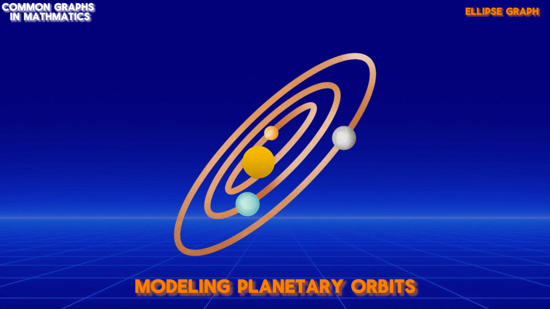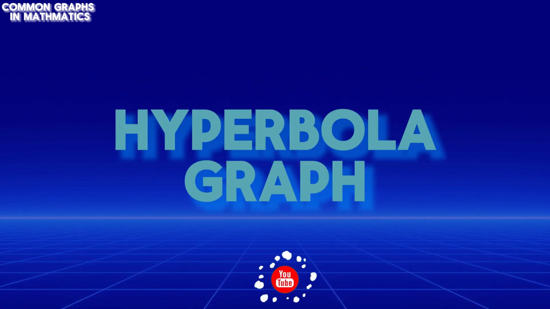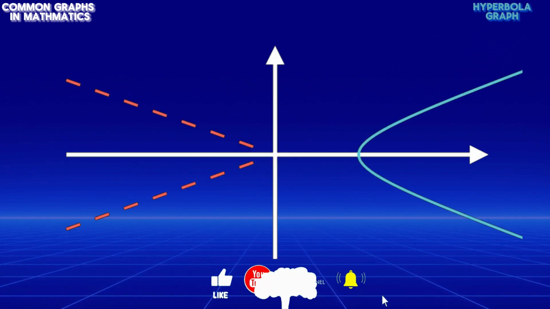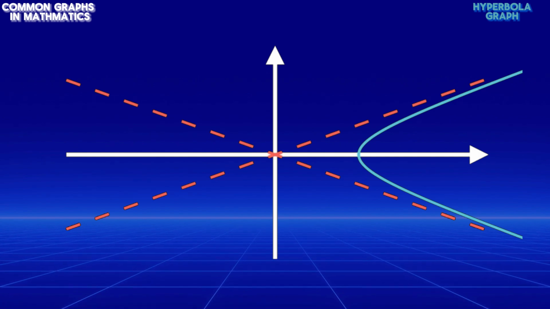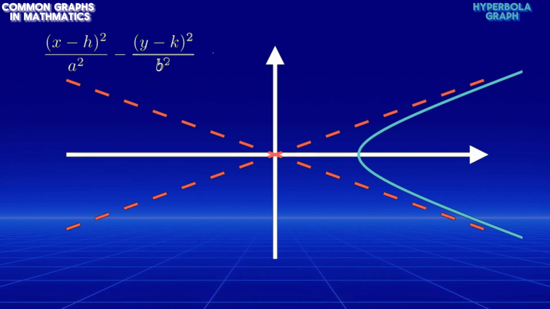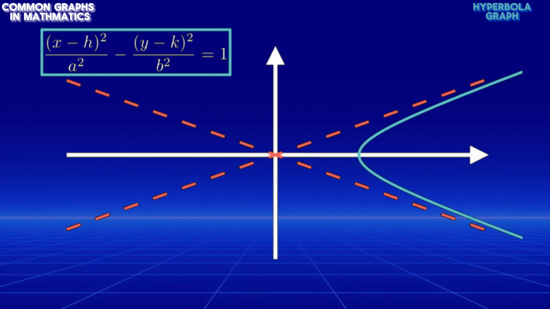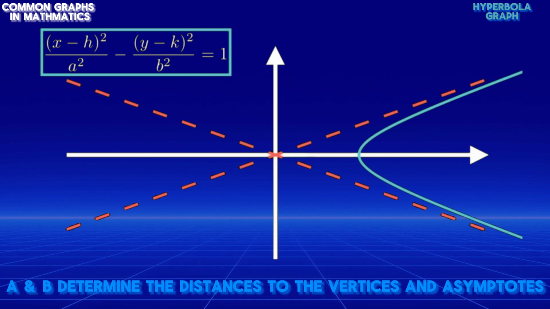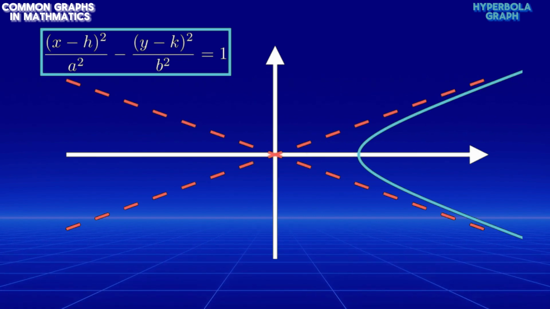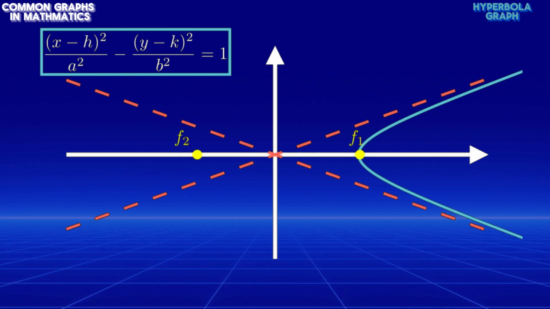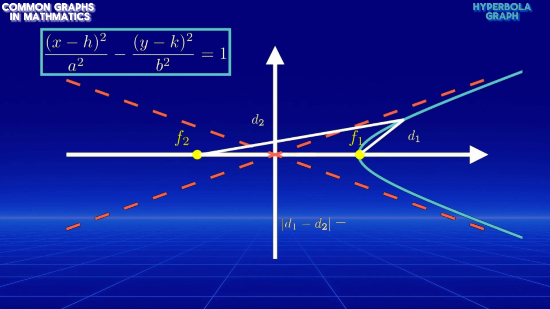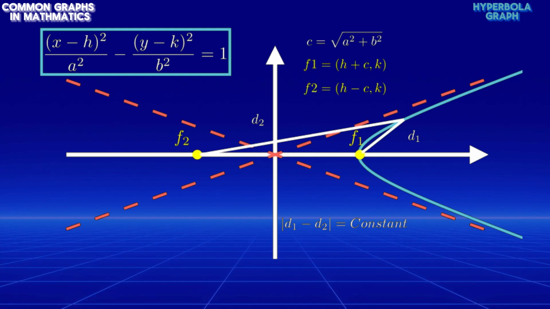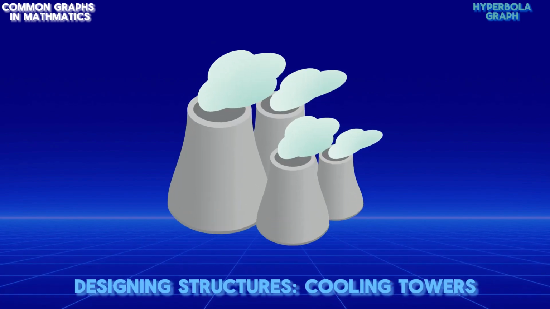The hyperbola graphs are known for their two distinct mirror image curves that extend infinitely in opposite directions. The standard equation of a hyperbola is shown on the screen, where h, k is the center, and a and b determine the distances to the vertices and asymptotes. Hyperbolas have two foci, and the difference in distances from any point on the graph to these foci is constant. These graphs are widely used in designing structures like cooling towers.